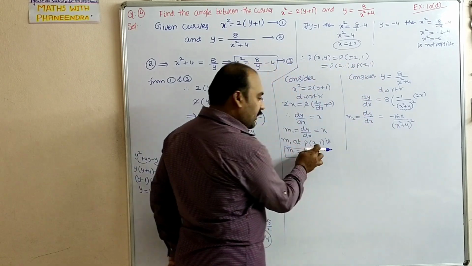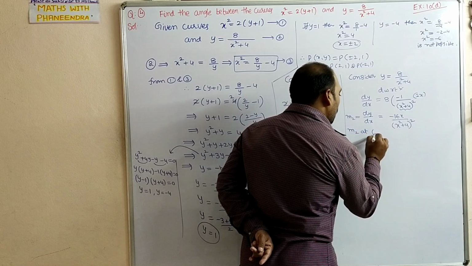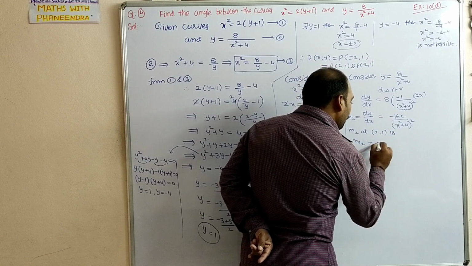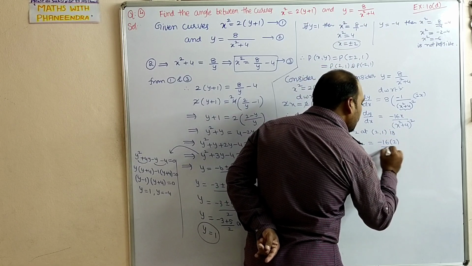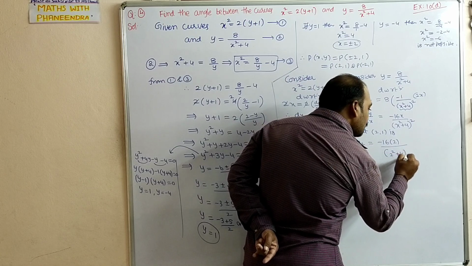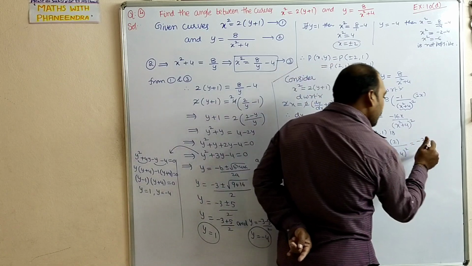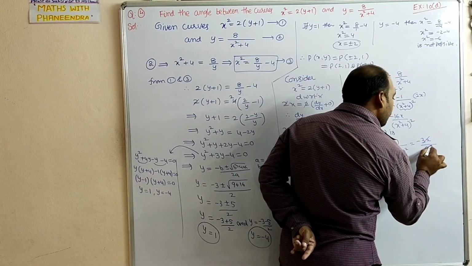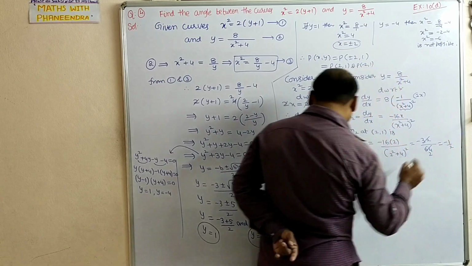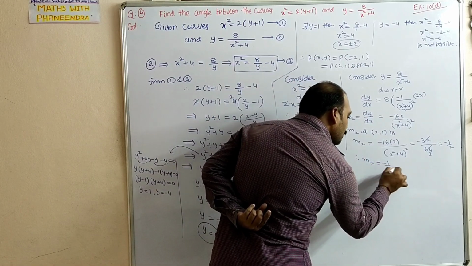At what point can you take? At (2, 1) only you can take. So m2 at (2, 1) is -16 into 2 divided by (2 square + 4) whole square. So -32 divided by (4 + 4), 8 square is 64. So 32 1s are 32, 32 2s are 64, so minus 1 by 2. Therefore m2 equal to -1 by 2.